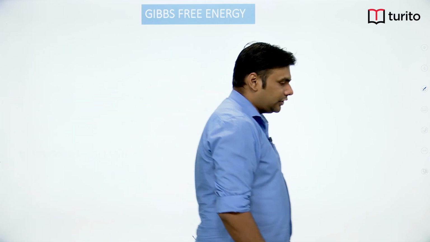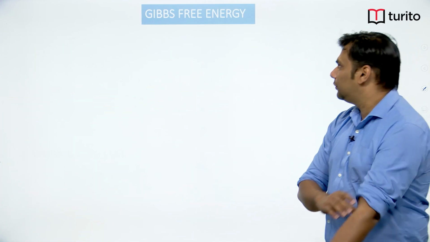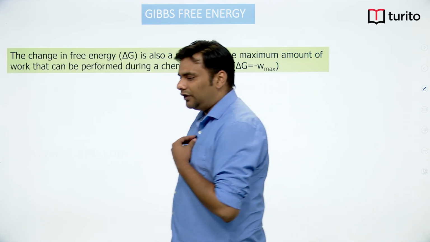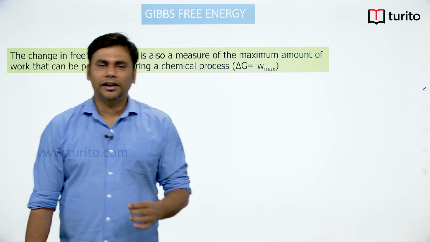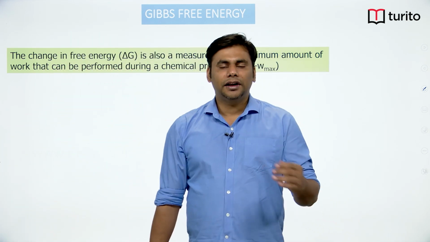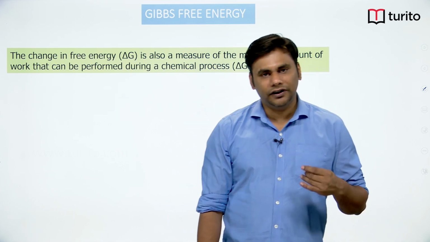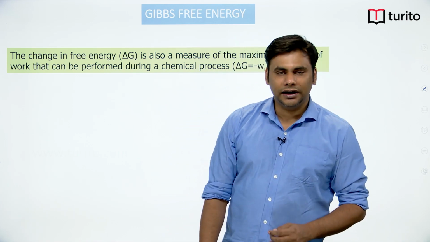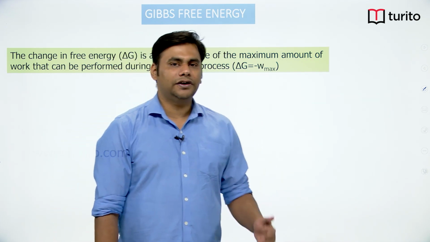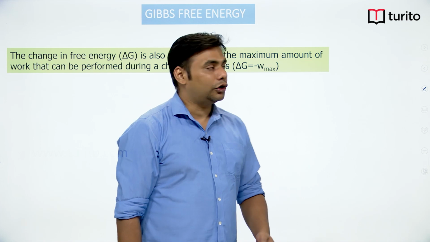Okay, so let me come to a very important portion of this chapter, that is Gibbs free energy. We know that Gibbs free energy is generally used to determine the spontaneity of any process. If delta G is negative, then we say that the process is spontaneous. If delta G is 0, we say that the condition is reversible or we are at equilibrium. If delta G is positive, then we say that the process is non-spontaneous.